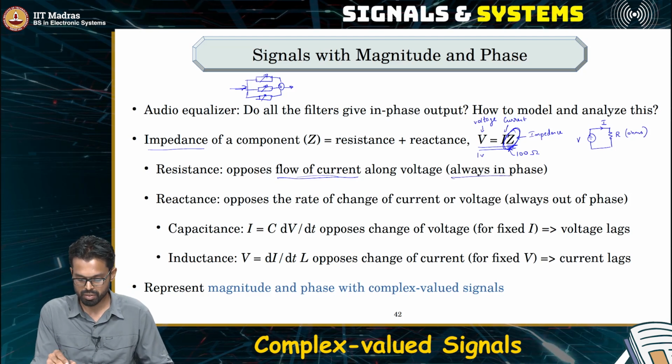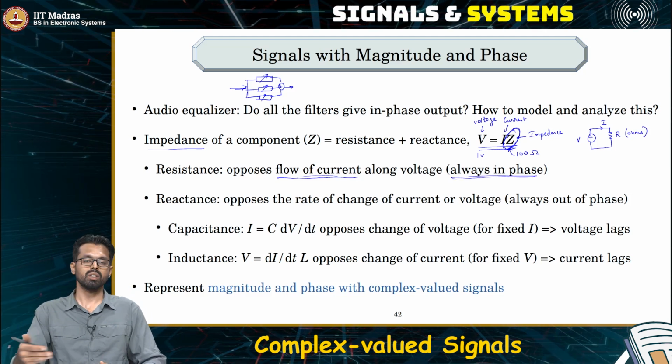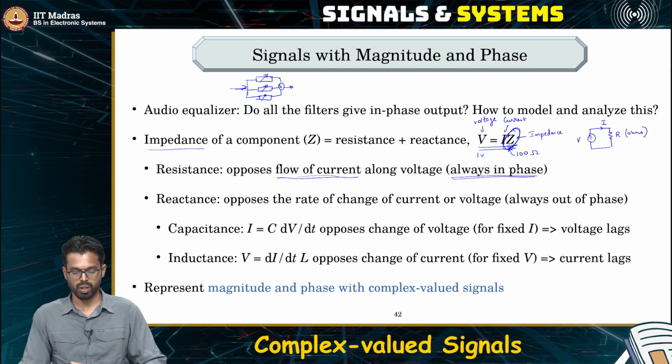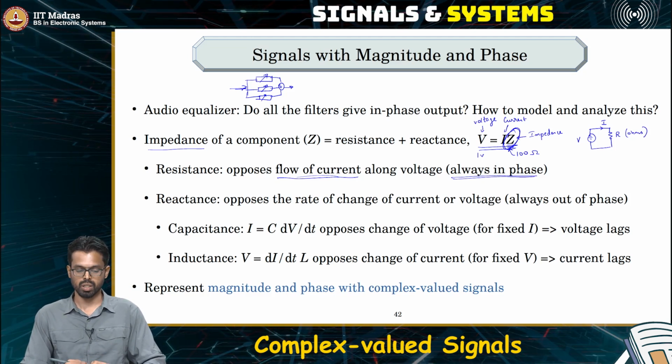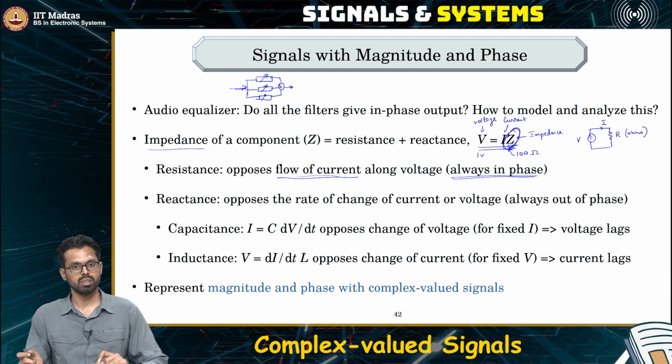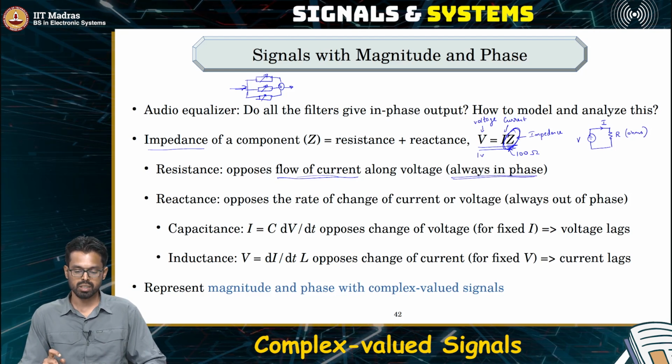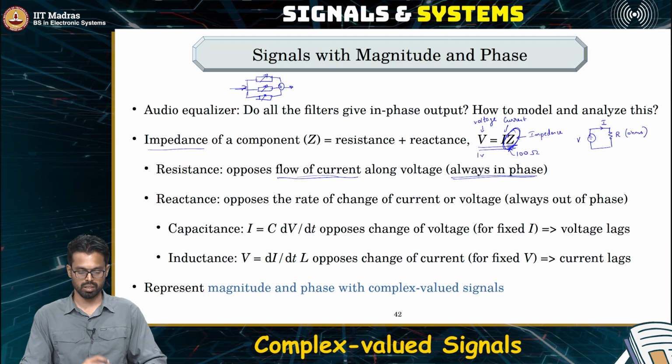So this is always in phase. You can plug in a current source and change the current value, and immediately the voltage will also change. So as soon as the current changes, the voltage changes, and vice versa. So this change is in phase as long as there is a resistance.